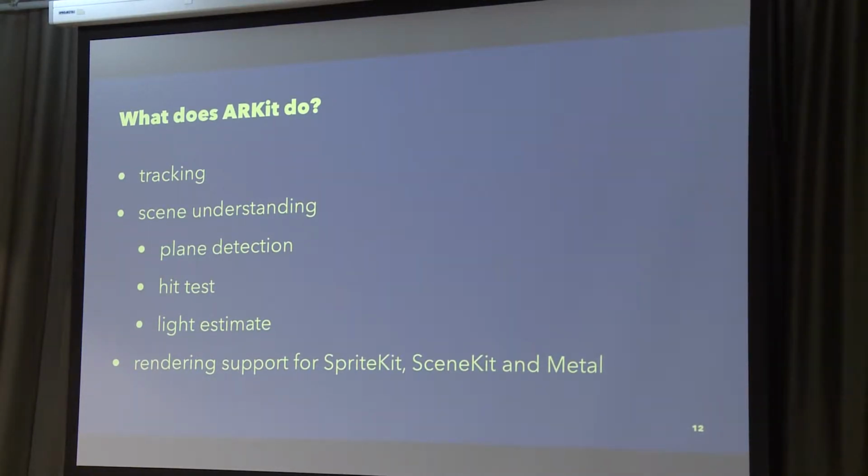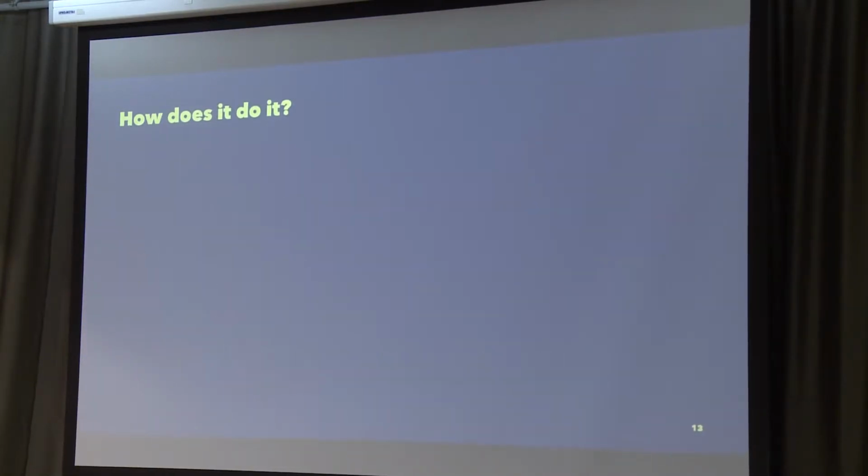You can choose those from Xcode when you create a new ARKit application. It also has support for Unity and Unreal engines. So how does it do it? I'm sure there will be a lot of questions about this even later, like how does the phone know where something is? Basically, ARKit is a visual inertial odometry system.